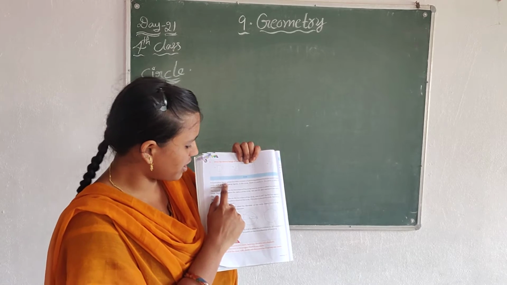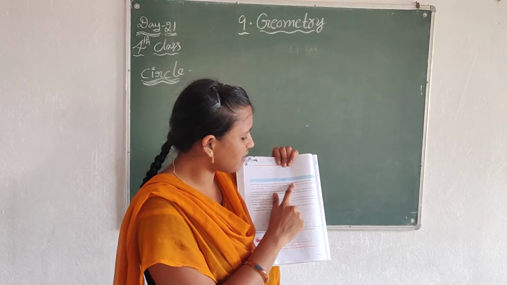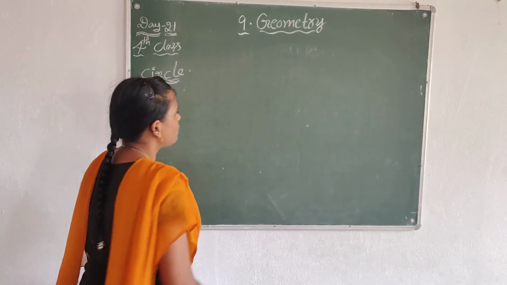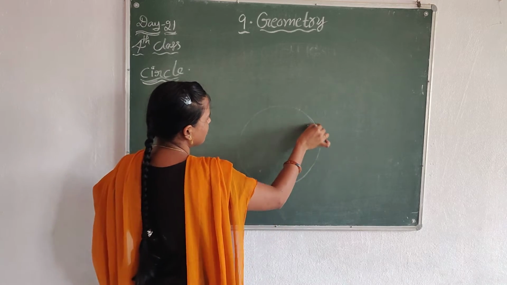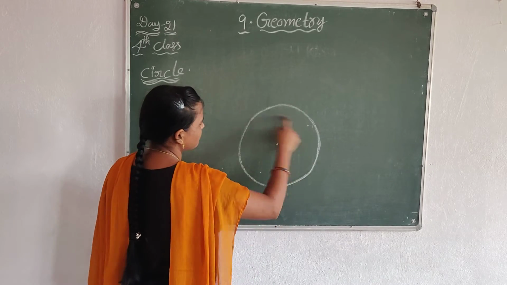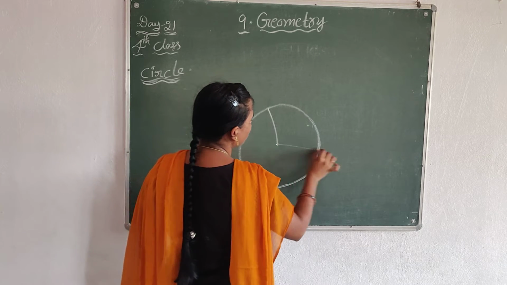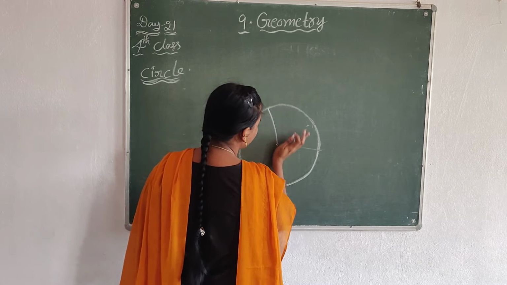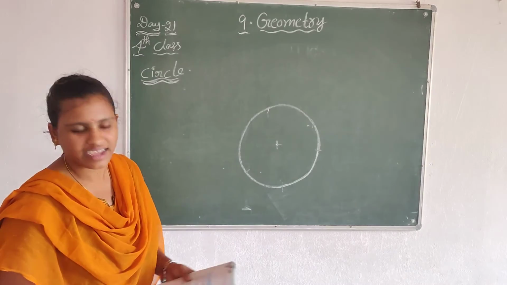A round plane figure whose boundary consists of points equidistant from the center is called a circle. From the boundary it has a round shape. So this is the boundary of the circle. In this circle, from the center to any point on the boundary, the length will be the same. Equidistance is maintained.